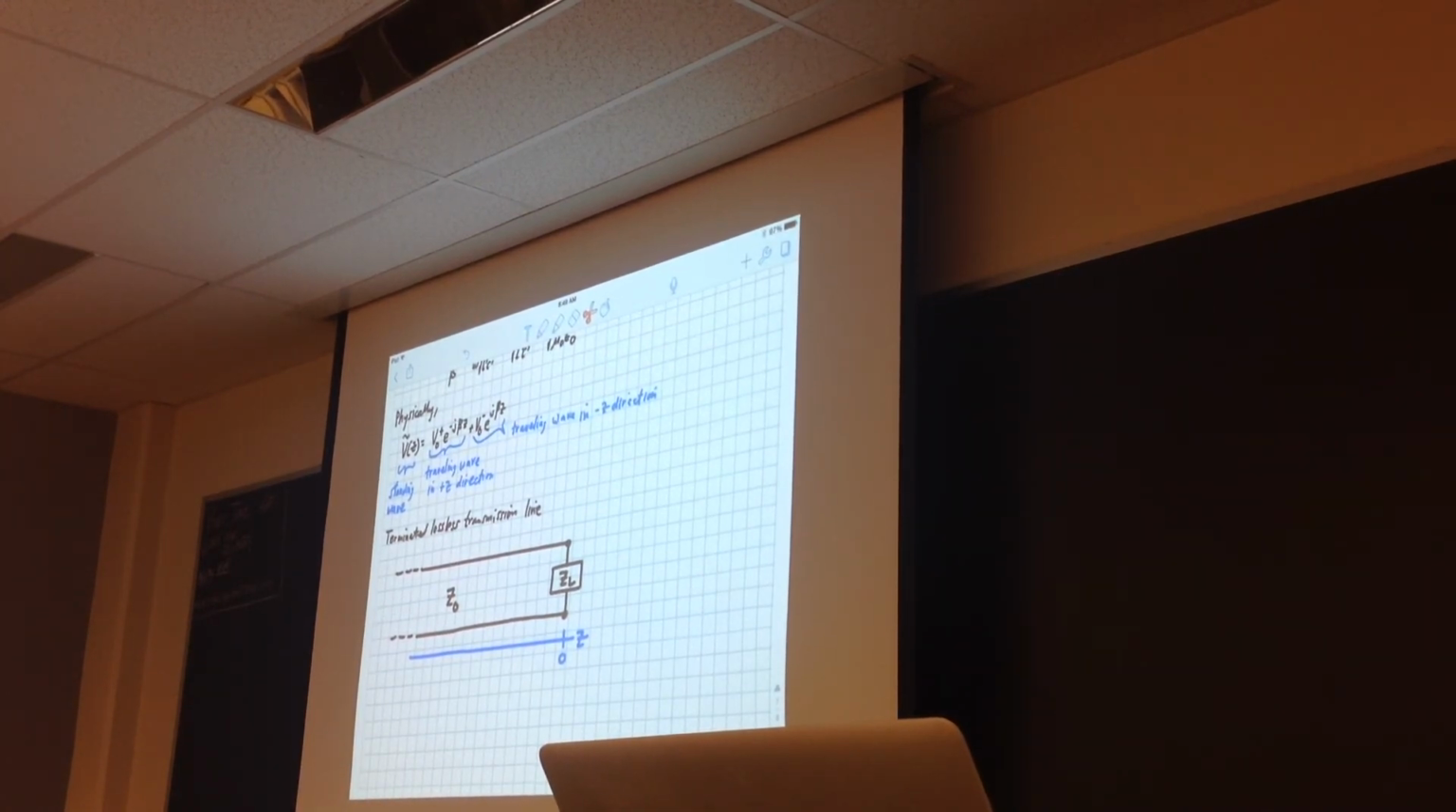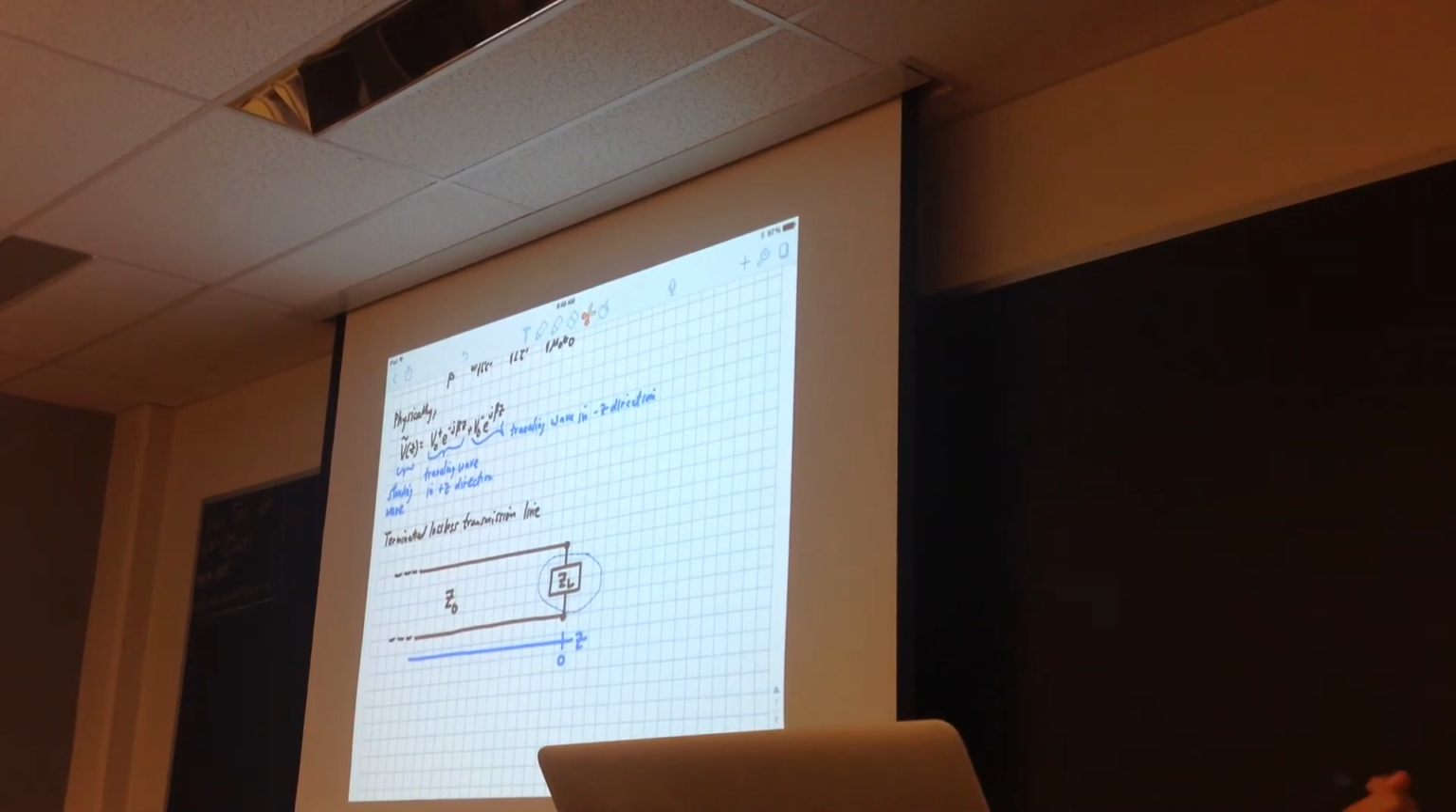So this is like your DirecTV antenna, and this is that black coaxial cable coming from the roof. Then your box on top of your TV has an input impedance of ZL, the input impedance of that receiver.